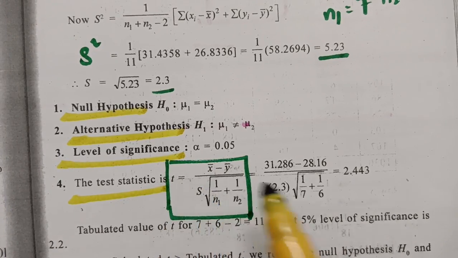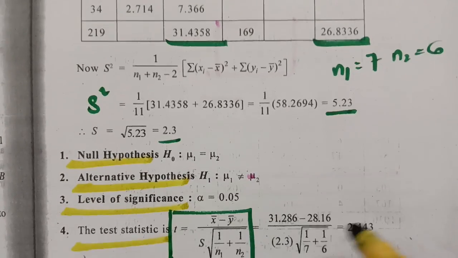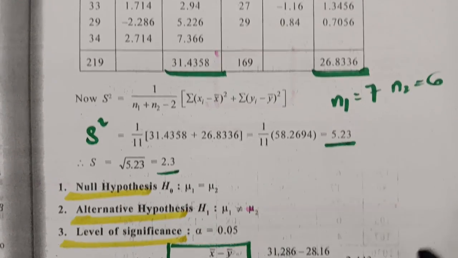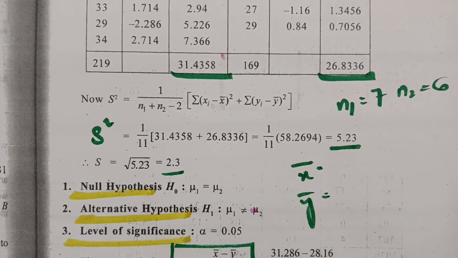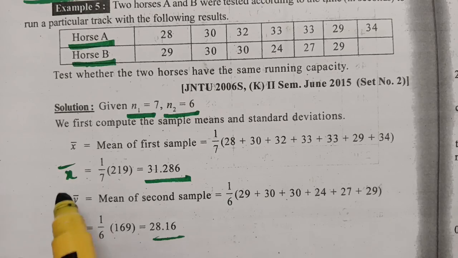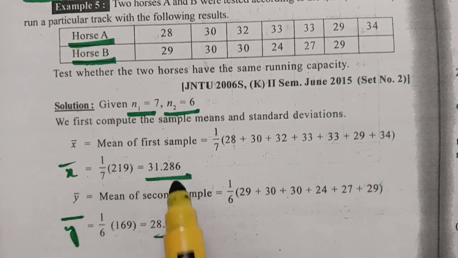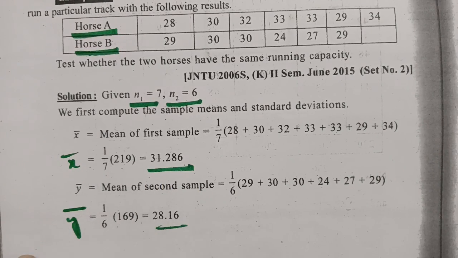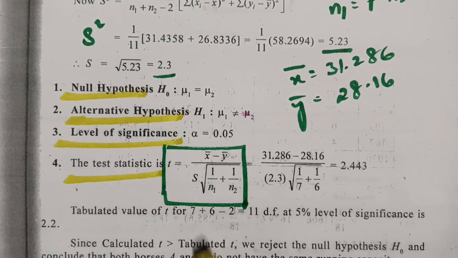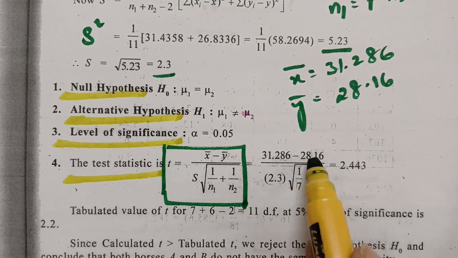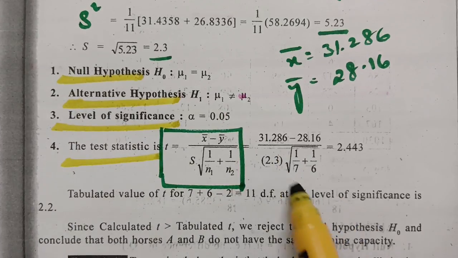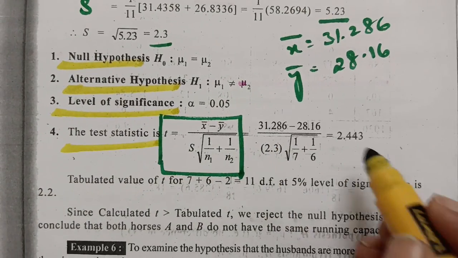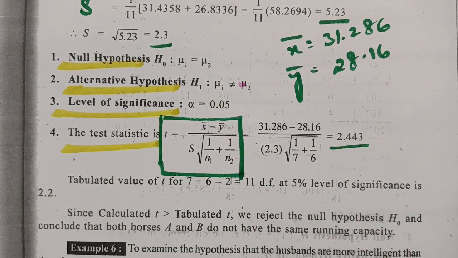What is x bar here? Sorry, see here from the table, x bar value is 31.286 and y bar is equal to 28.16. And now x bar minus y bar. So after subtracting, and this s value is equal to 2.3 times root over 1 by 7 plus 1 by 6. The value is 2.443.